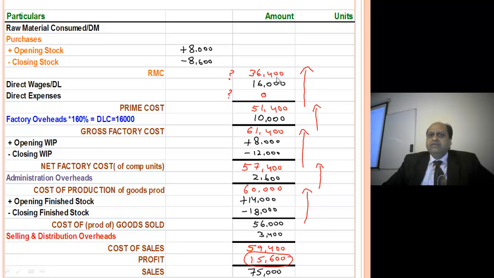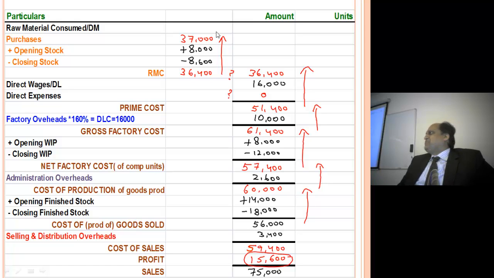36,400. Okay. So this figure is raw material consumed. I have placed here also 36,400. Now I want to know which figure. I want to know purchase. Again I will move up. For that what will I do? I will add 8,600 and deduct 8,000. And I will get 37,000. These are my purchases. So this way I have completed my entire cost sheet without any problem.